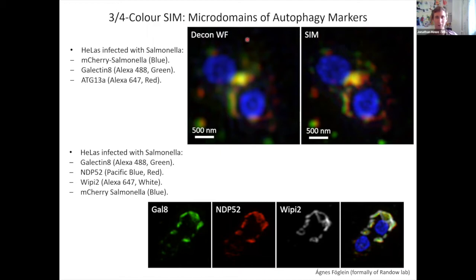If we look at the 3-color example at the top, what's interesting here is that in the wide field example, which is to the left, there's a lot of yellow. There's a lot of overlap between the green and the red signal. Whereas in the SIM image, when the resolution is enhanced, the green and the red are resolved from one another in a lot of areas. And this indicates that these 2 proteins, galectin-8 and ATG13A, are locating to slightly different subdomains, which obviously is interesting. And this is exactly sitting in the sweet spot where a twofold improvement in resolution actually reveals something new.